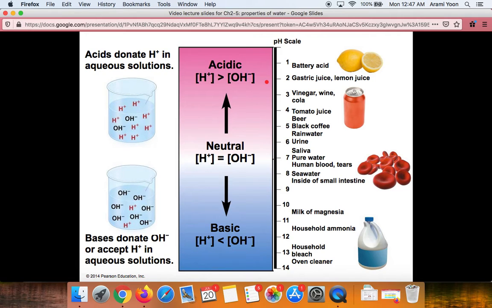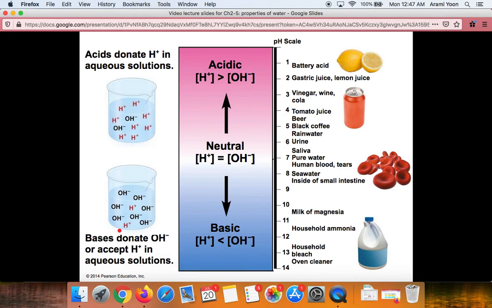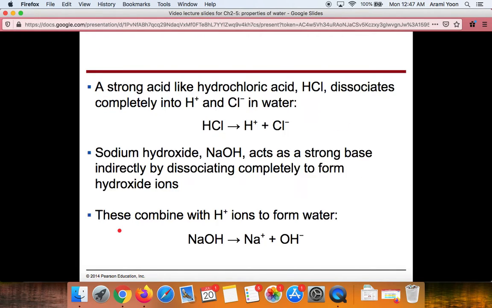Here's another way of saying that. The lower the pH, the higher the concentration of hydrogen ions. The higher the pH, the lower the concentration of hydrogen ions. There is an inverse relationship between the concentration of hydrogen ions and the pH. And the reason why is because of the way that we calculate pH.